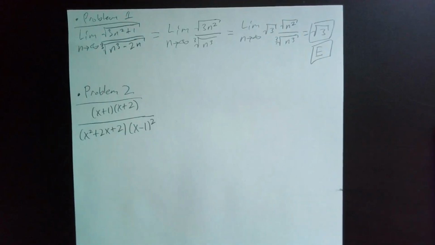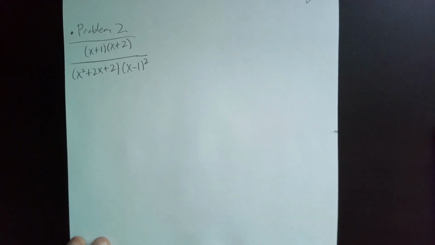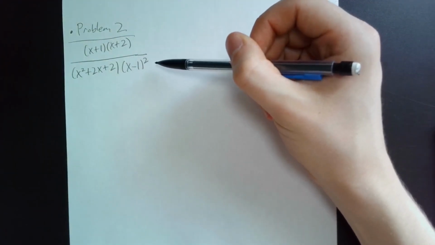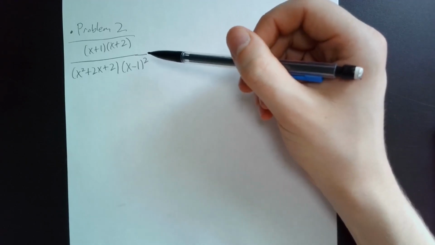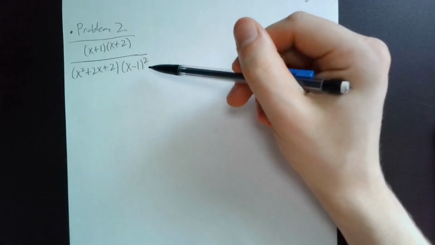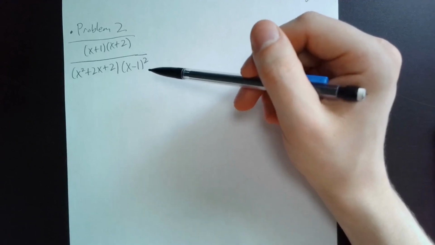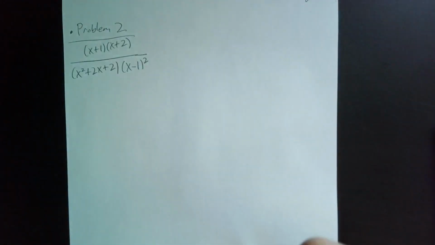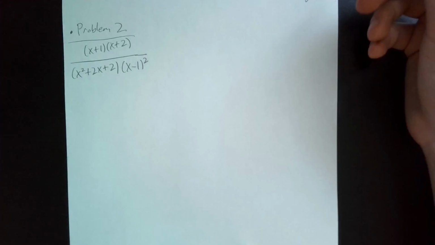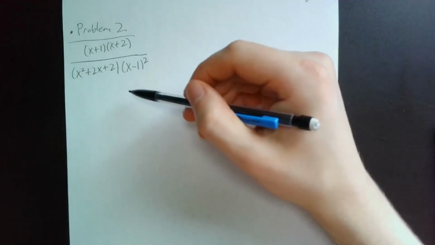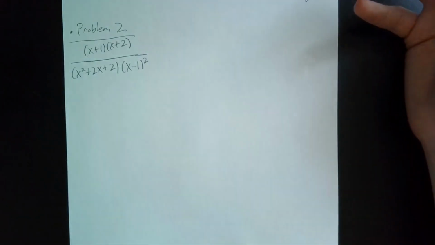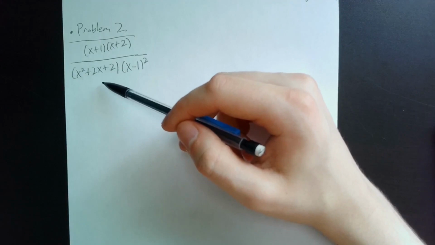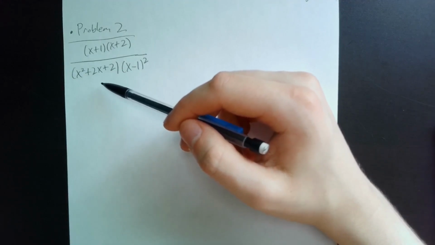Okay, so now we're on to problem 2. We have this rational function, and they want us to write it in partial fraction decomposition form. So the first thing to do is to look at the denominator and make sure that it's either a product of its factors or factor it to make it a product of the minimum factors. So this x minus 1 squared term we can't break down anymore because it's just a binomial. But we're looking at this other quadratic here and we're saying, okay, maybe we can just factor it.